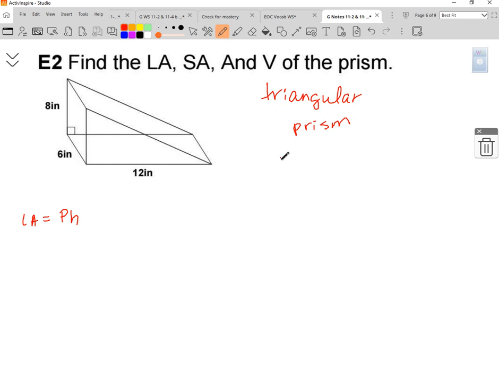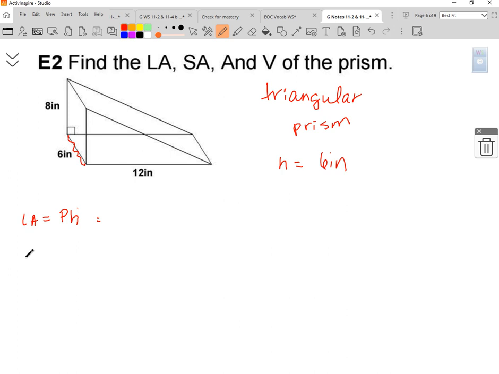So what is the height of the prism? Yeah, be careful. It's 6 inches. The distance between the bases. So find the edge that connects the bases. However long that is, that's the height. So the lateral area is the perimeter of the base times the height.